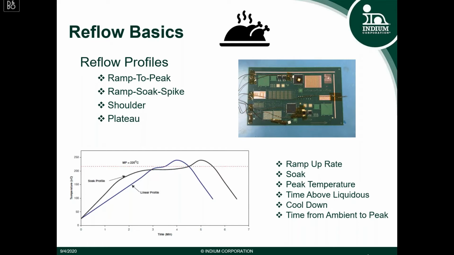You have the cool down rate, which is essentially the opposite of the ramp up rate. It's how fast or how slow the assembly cools down, which will affect the microstructure of your solder joint. And then you've got the time from ambient to peak. Ambient being usually about 23 to 25 degrees Celsius, whatever room temperature is, all the way up to your peak temperature. How long does it take to get from point A to point B?